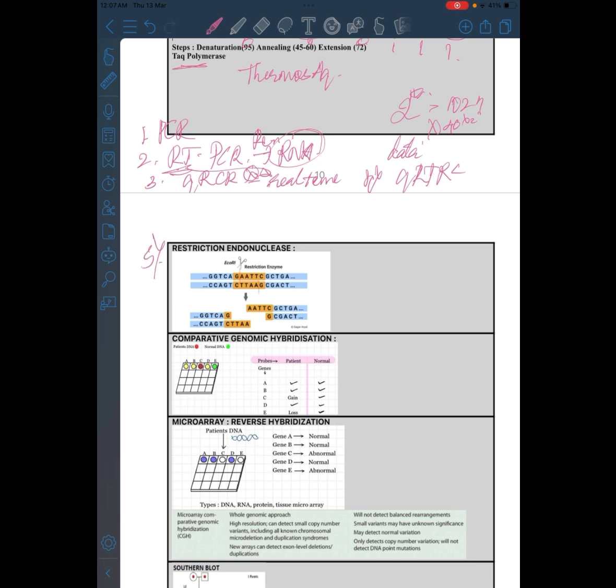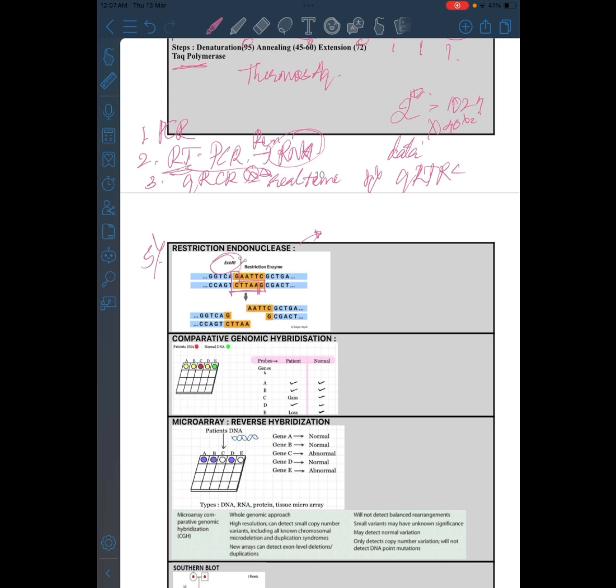Okay, moving on to the next one, which is restriction endonuclease. This is an enzyme, restriction endonuclease, extracted from E. coli, for example. So what does it do? It cuts exactly at the palindrome sequences.